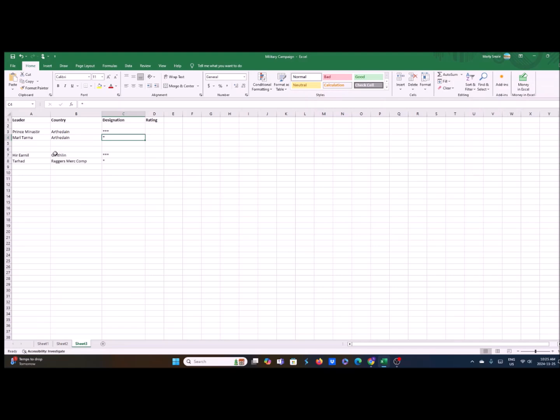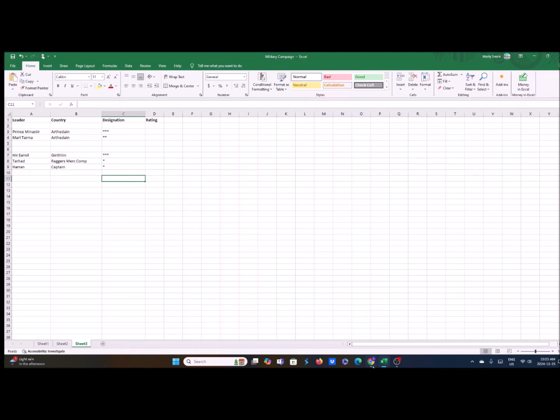Prince Menaster is obviously one of the leaders. We're going to put Harran, who is a captain. He controls his own little... Marl Tarma is also a 2. So if Prince Menaster were ever to fall, so to speak, Marl Tarma could easily command the army. If Arenal falls, and no one can command the army, they'd be just individual units fighting.